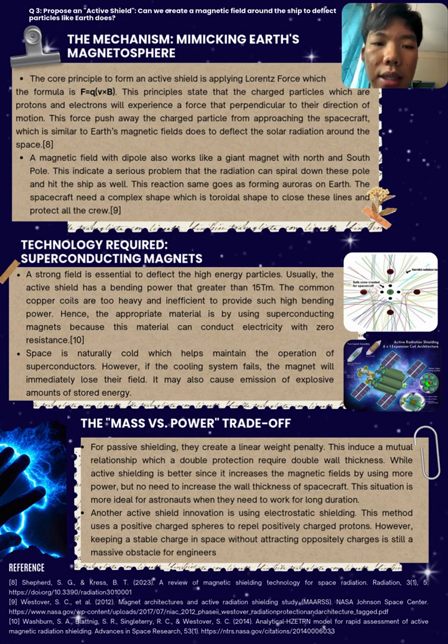Finally, why choose magnets over thick walls? It comes down to the mass versus power trade-off. With traditional passive shielding, if you want to double the protection, you need double the wall thickness, which makes the ship too heavy to launch. With active magnetic shielding, we can increase the protection by using more power rather than more weight. This makes a long duration mission to Mars or beyond much more feasible for the crew.